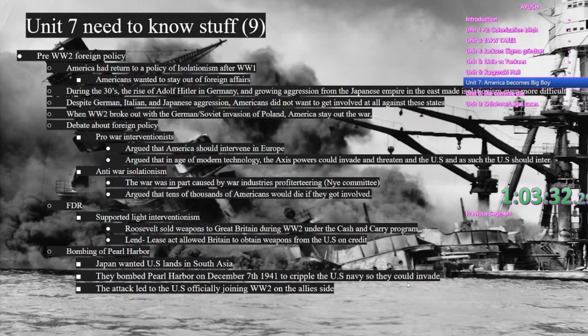World War II. America kind of returned to its isolationism after World War I. America had difficulty maintaining isolation due to the rise of totalitarian regimes in Germany, Adolf Hitler and the Nazis' rise, and growing aggression from the Japanese Empire in the East, which made isolationism very difficult.